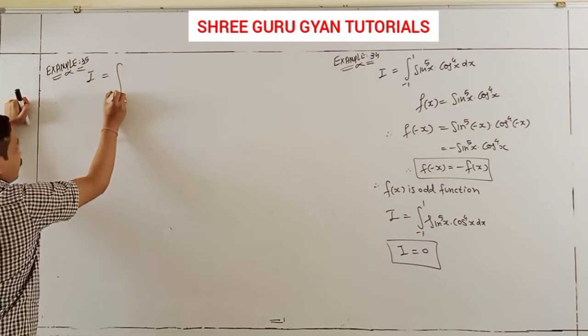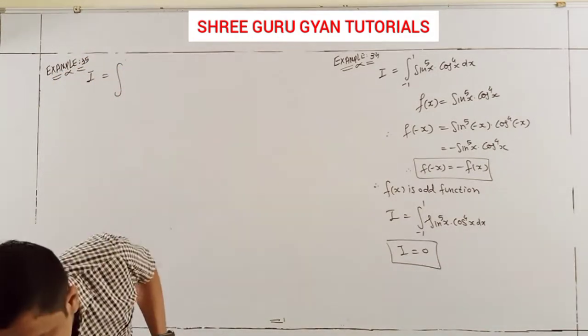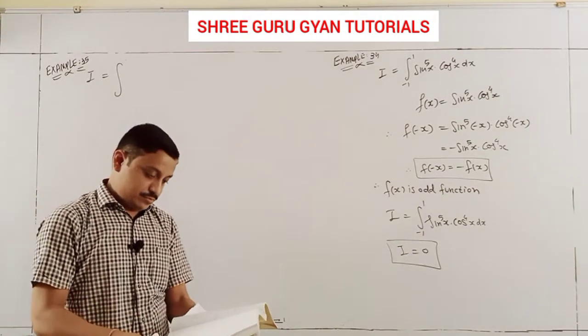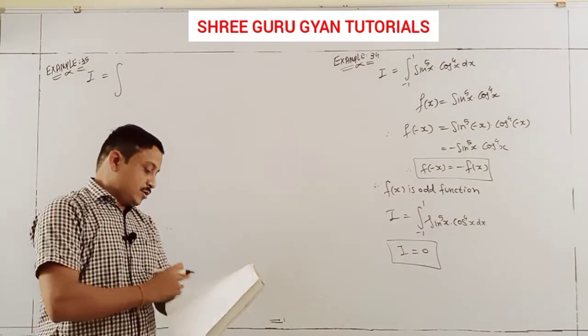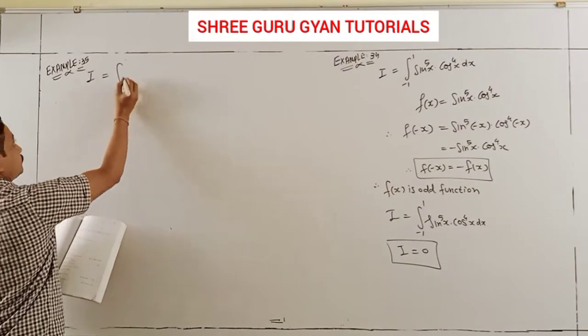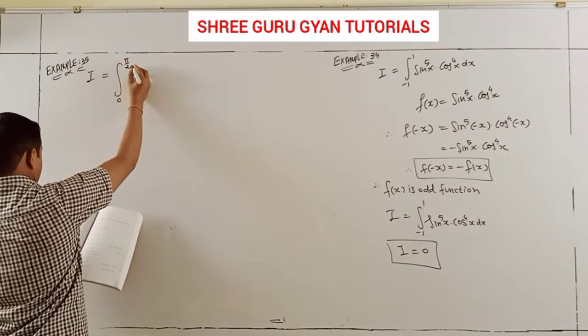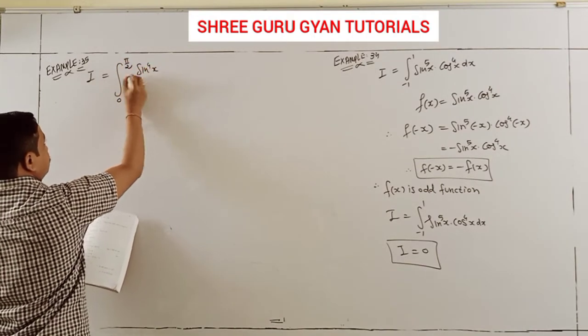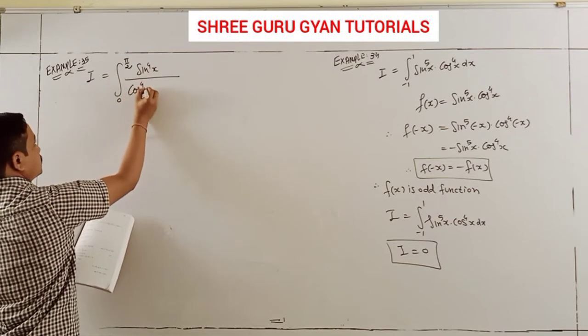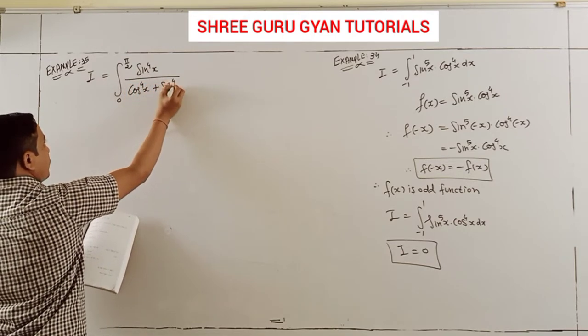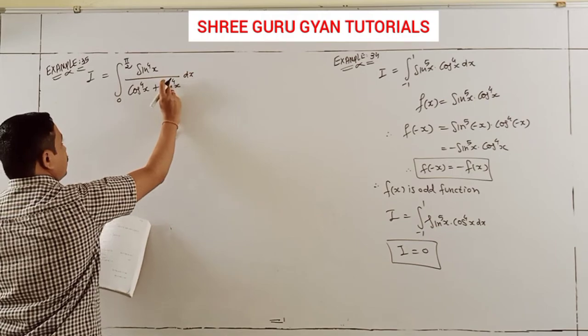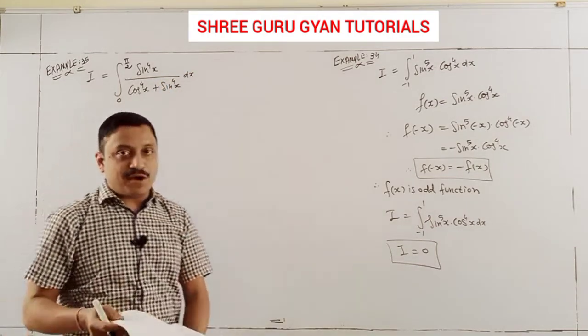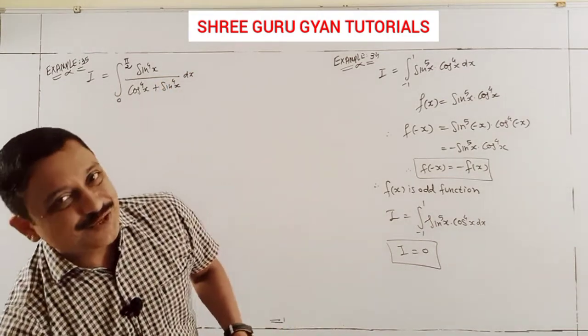Integration of zero to pi by 2, sin to the power 4 over cos to the power 4 plus sin to the power 4, dx. Yes, fourth power related. Students, this is also a very easy numerical.